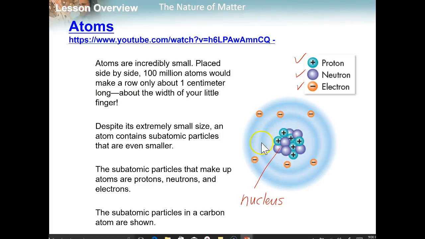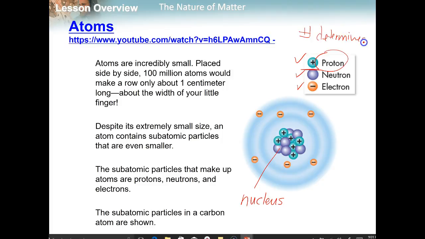Now, surrounding that nucleus and constantly moving are negatively charged particles called electrons. They orbit and surround the nucleus. Some are moving in this direction, some in that direction, some make a figure 8 movement, but they're constantly moving, and they're negatively charged particles. So we're looking at an atom of carbon, and I know it's carbon because the number of protons determines the atom.